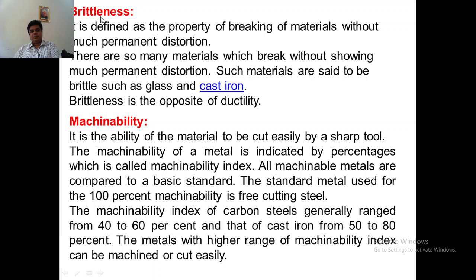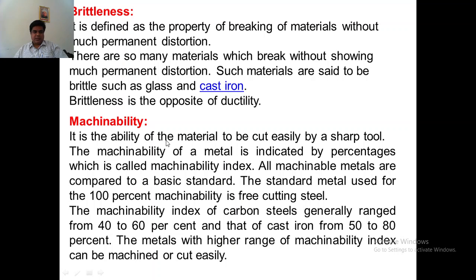Ductility is when you apply load, it will absorb the energy and undergo plastic deformation. Whereas brittleness is that property of the material wherein the metal cannot absorb the load or force or energy, and it fractures very easily. It cannot take more and more load. So cast iron is again one such alloy which is a brittle material, or which exhibits brittleness.